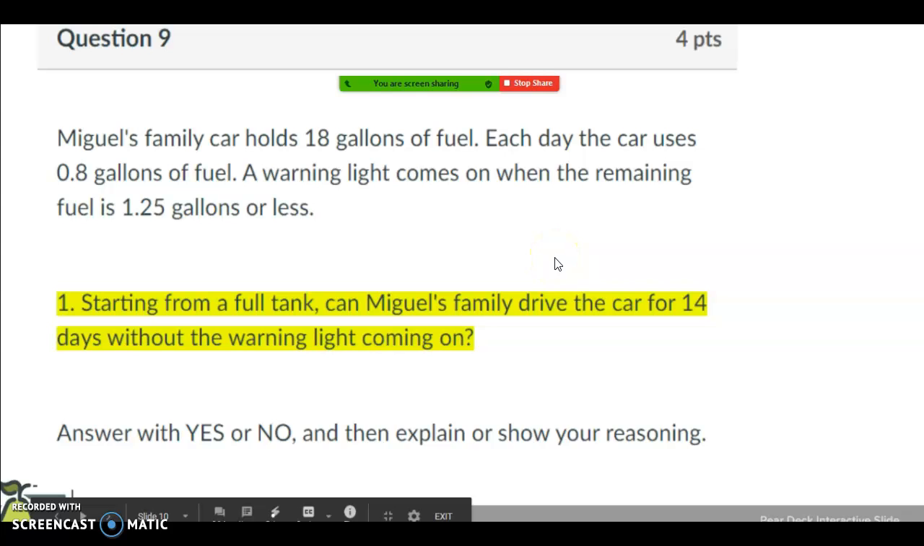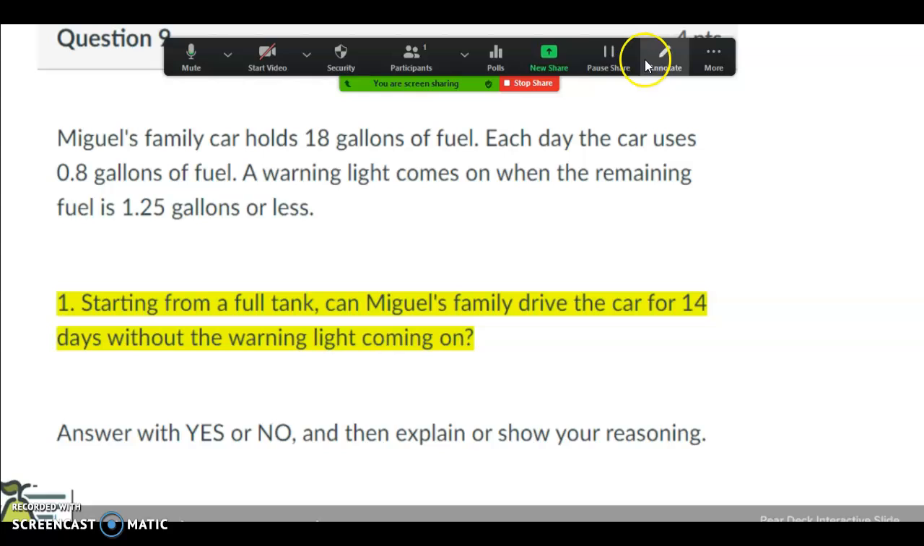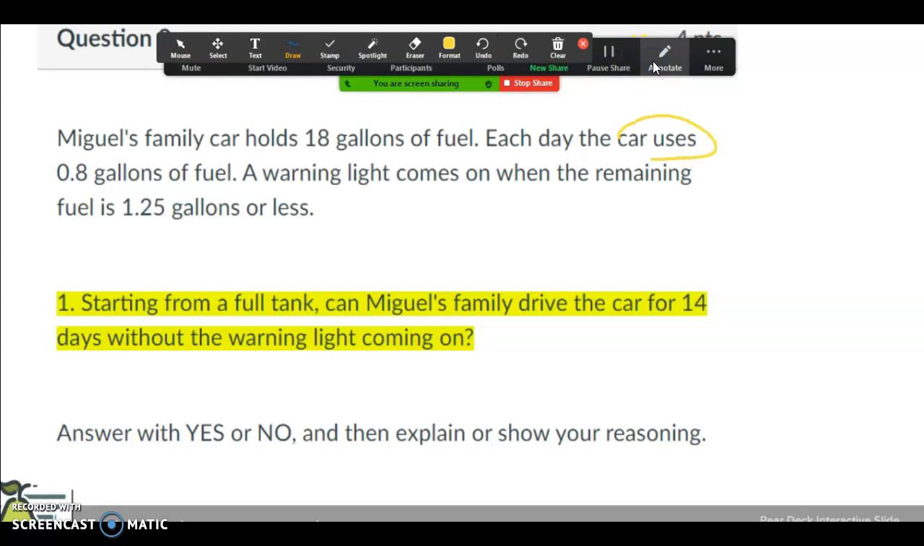All right, we're getting to our last set of questions. Miguel's family car holds 18 gallons of fuel. Each day the car uses 0.8 gallons of fuel. A warning light comes on when there is 1.25 gallons or less remaining. Okay, starting from a full tank, can Miguel's family drive the car for 14 days straight without the warning light coming on? Answer yes or no.